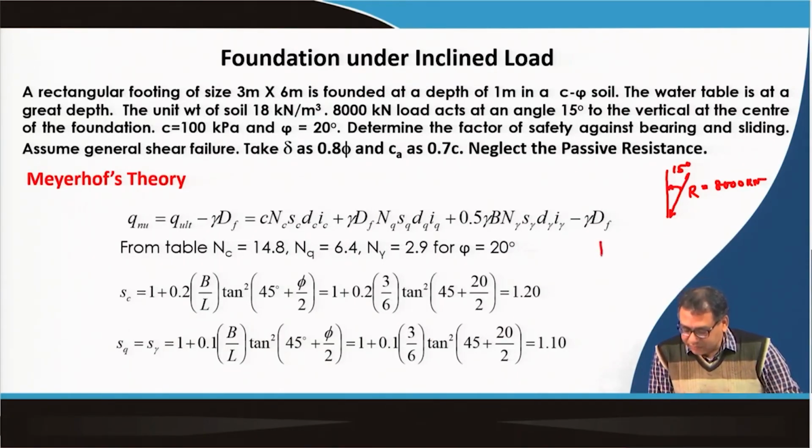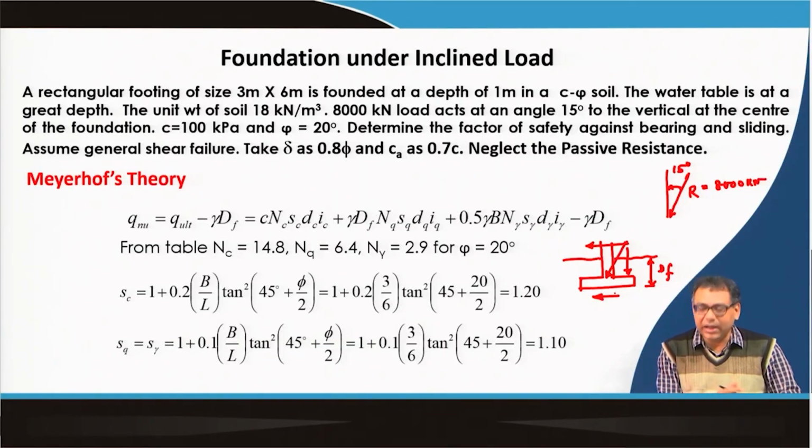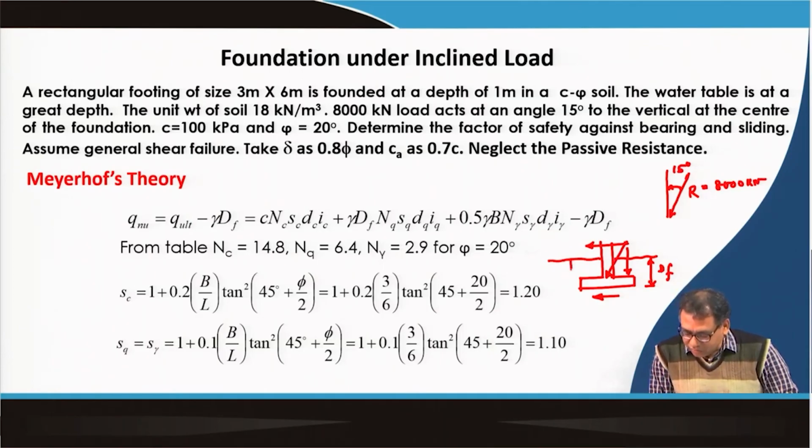For example, suppose we have a foundation and this is my depth of foundation. Now, there is an inclination of the load. So, the load is acting with an angle, it is inclined. So, it has two components, one is the vertical component and the other is the horizontal component. Now, this horizontal component will try to push or slide the foundation from right to left. So, the soil in this zone basically will give you a passive resistance.